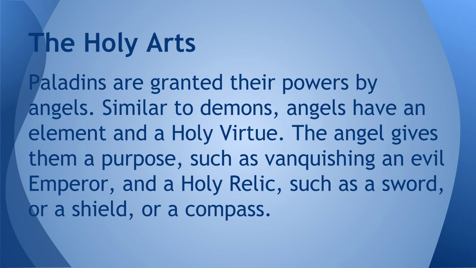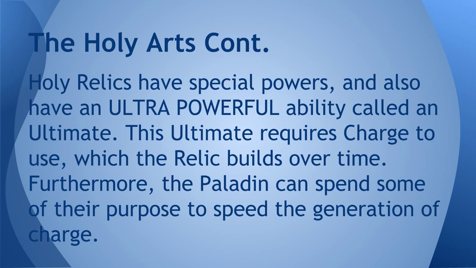So the angel gives the paladin a purpose, which can be something like vanquishing an evil emperor or getting rid of evil in a certain area, and a holy relic, which is something like a sword, a shield, or a compass. Holy relics have special powers and also have an ultra powerful ability called an ultimate. The ultimate requires charge to use, which the relic builds over time. So it's kind of like charging. The relic charges up over time, and then you can unleash its power with its ultimate.